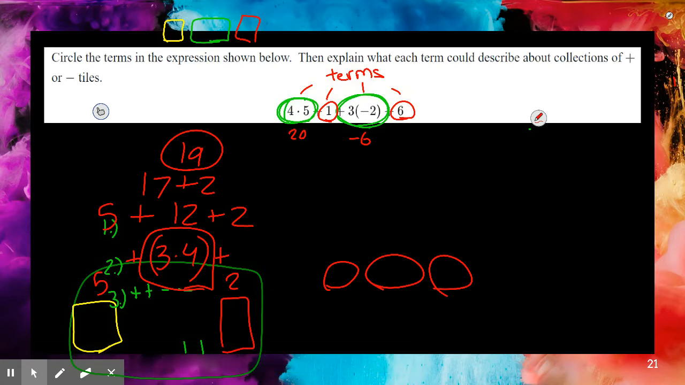If we had to describe it as a collection of positive and negative tiles, well, we could say 4 times 5 could be 4 groups of 5 positive tiles, right, the plus ones. And then obviously the 1 would just be a positive tile, and then we have 3, and then in parentheses negative 2, so that'd be 3 groups of negative tiles here. And then we just have our positive 6 at the end.